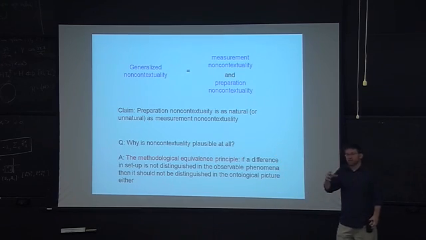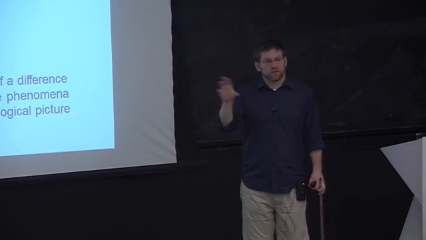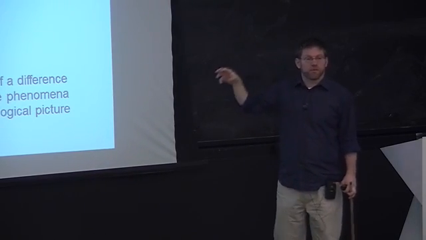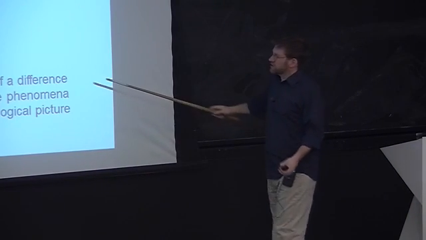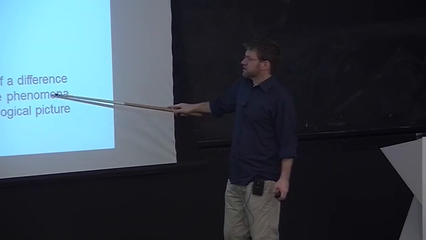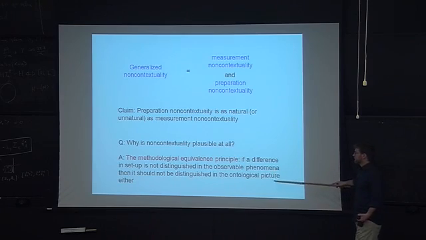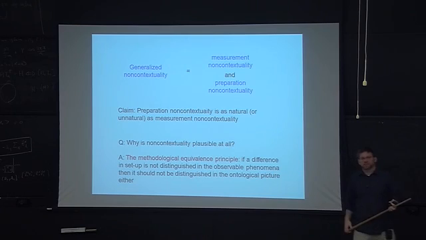Therefore, we should assume that in reality, there is no difference between those two scenarios. Ontologically, they're the same. And he tried to come up with a theory where that was indeed the case. And so you might say, well, there's sort of a general principle here that if a difference in the setup is not distinguished in the observable phenomena, then it shouldn't be distinguished in the ontological picture either. And so that's what non-contextuality in some sense has been trying to do.